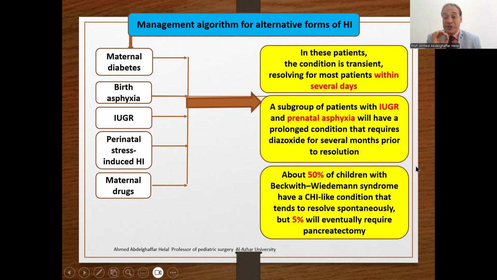About 50% of the children with Beckwith-Wiedemann syndrome have a congenital hyperinsulinism-like condition that tends to resolve spontaneously, but 5% will require pancreatectomy. These three slides are very essential for all pediatric surgeons and pediatricians: the classification, neonatal or non-neonatal, how to manage congenital hyperinsulinism of infancy, and how to manage alternative forms of hyperinsulinism.